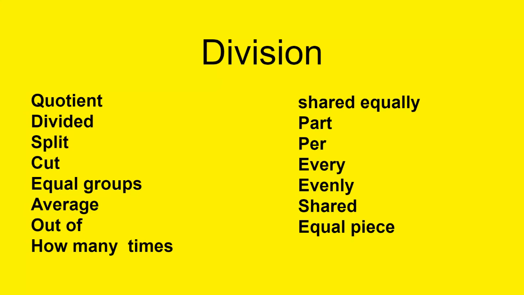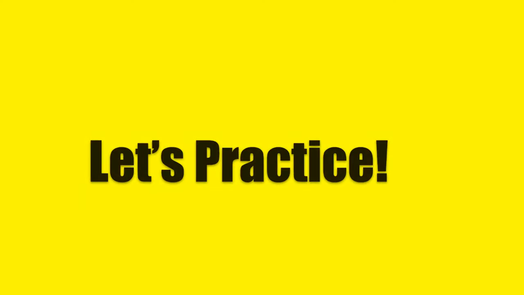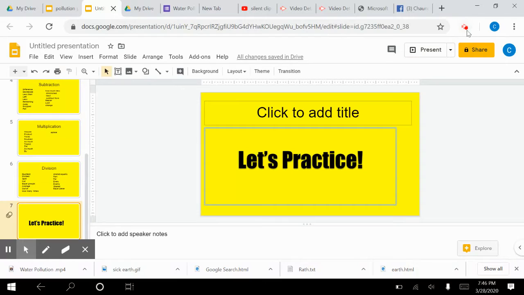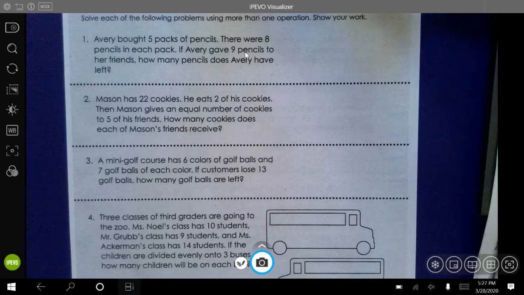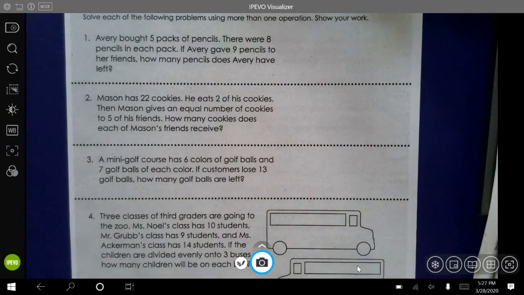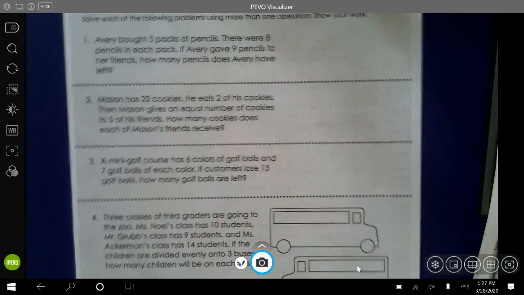Remember, the list that we just went through for each of these operations is not limited to the words or action words that are on these lists. There can be some other words, but this is a great start for trying to identify the operation. Let's practice. All right, so we are going to practice a multi-step word problem.